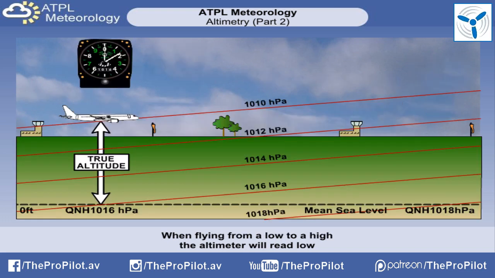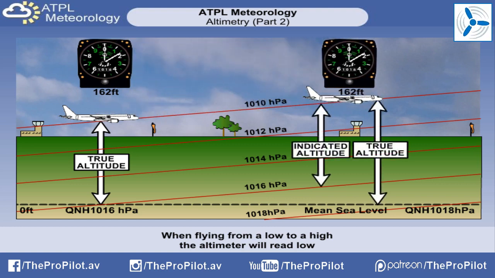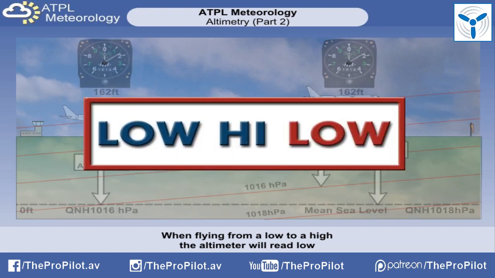Let's look at another situation. Watch what happens if the destination QNH is higher than our departure airfield. Notice that the isobars now slope upwards. If we were to maintain a constant indicated altitude, we would have to follow those isobars upwards. This time our true altitude is getting higher, but our indicated altitude is remaining the same. We can say then, from low to high, the altimeter reads low, low, high, low. This situation is not too dangerous, since our true height is increasing, but nevertheless it's not accurate flying.